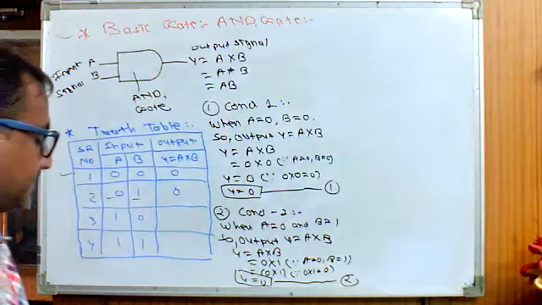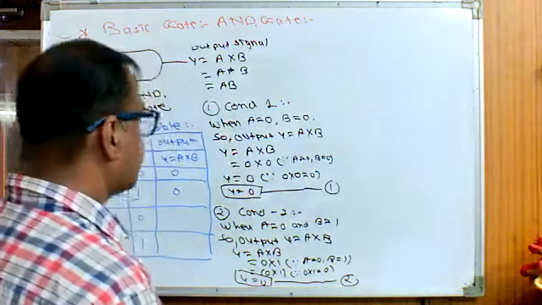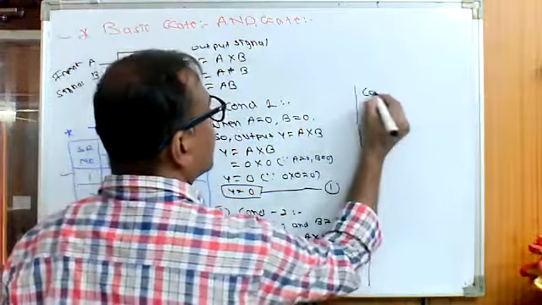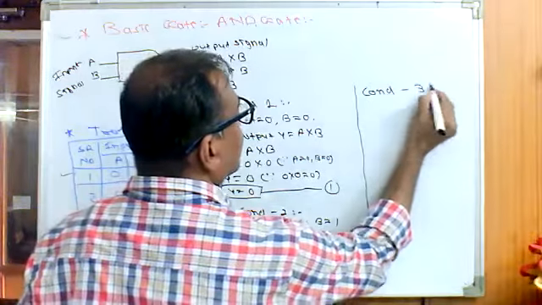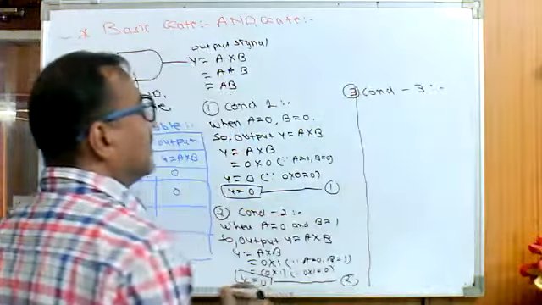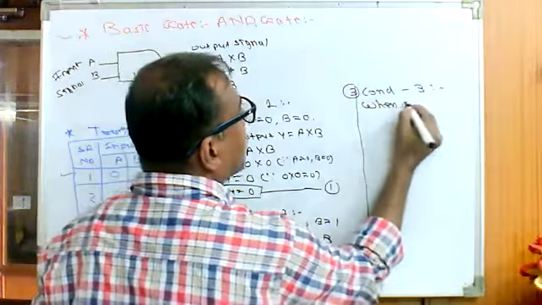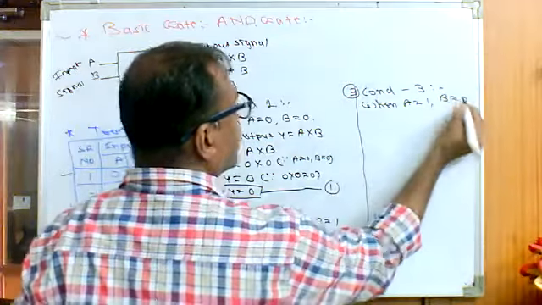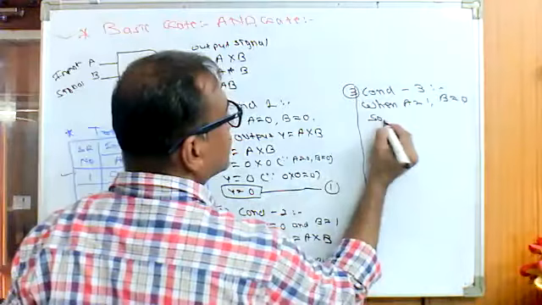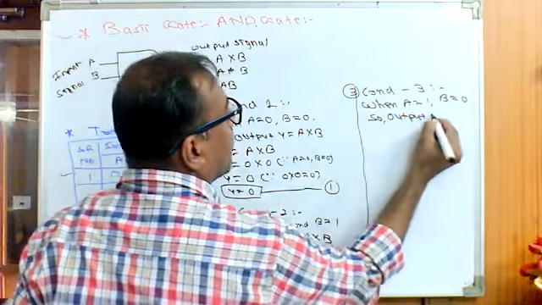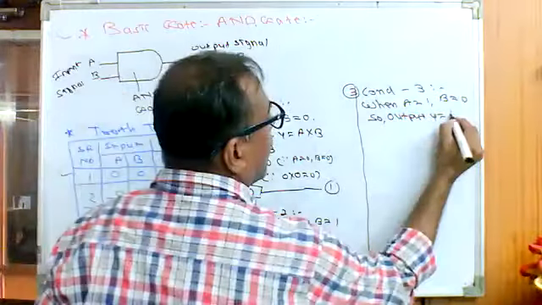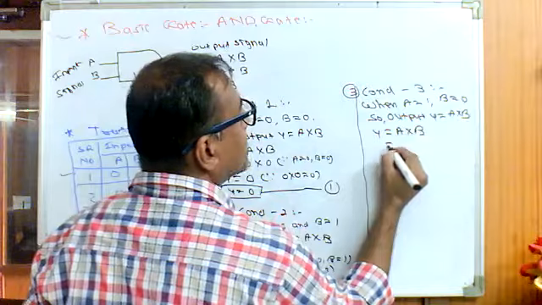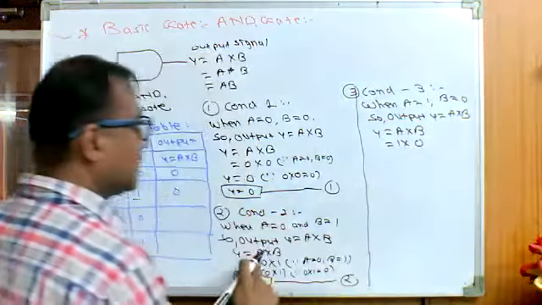The third condition is when a is 1 and b is 0. So the output y is equal to a multiply b, which means 1 multiply 0. This is the reverse of the second condition.